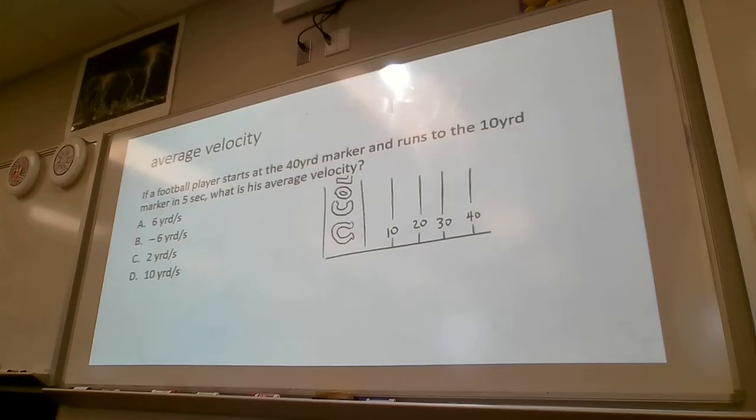Correct answer is B, negative 6 yards per second. Displacement, so change of position, final position minus initial position, divided by time of 5 seconds. So negative 30 divided by 5 gives you negative 6 yards per second. Good?